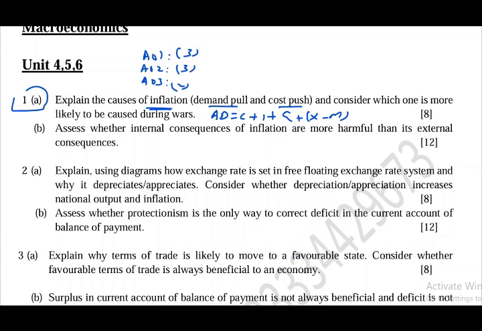So demand pull inflation is caused when there is an increase in aggregate demand in the economy, and cost push inflation is caused when there is a fall in aggregate supply or increase in cost of production in the economy. This will be the knowledge part, and next you have to move to the analysis part.